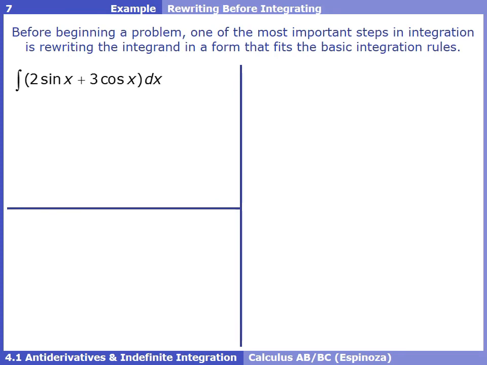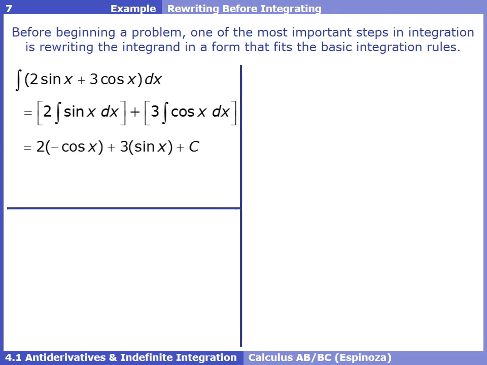Here we have 2 sine x plus 3 cosine x. That plus is the key. That plus lets us take the integral of both of those things separately. And then within that, since there's a 2 in front of sine, we can pull that to the front of the integral sign. Since there's a 3 in front of the cosine, we can pull that to the front of that integral sign. And we're kind of done after that. It's definitely integral friendly in the sense that it's a plain x in sine and it's a plain x in cosine.